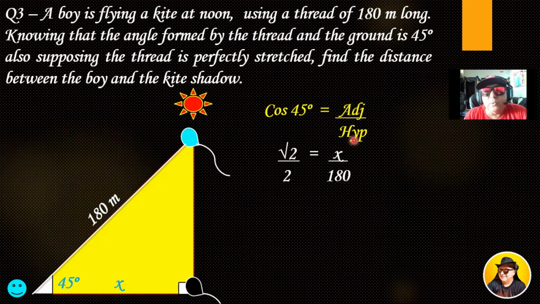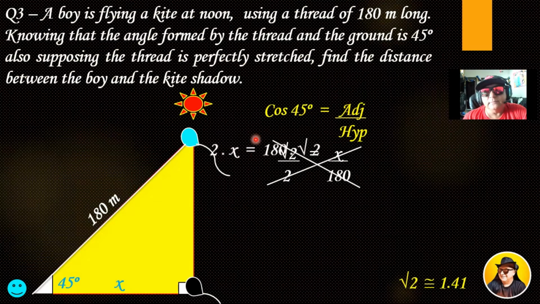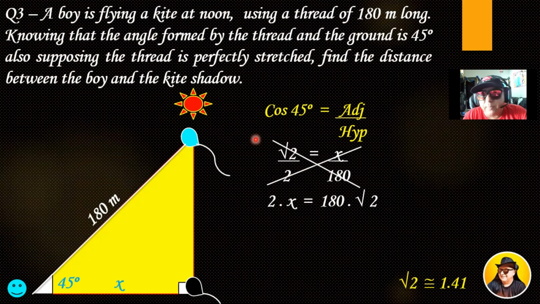Now let's multiply in cross, as I told you. The square root of 2 is about 1.41. So let's multiply this way. 2 times x is 180 times the square root of 2. Now let's replace this and divide the equation by 2.